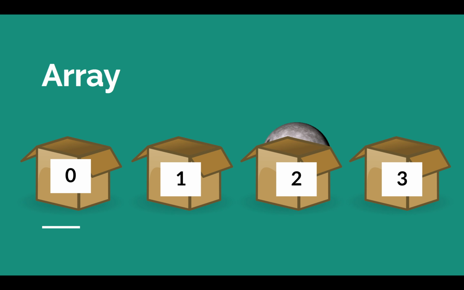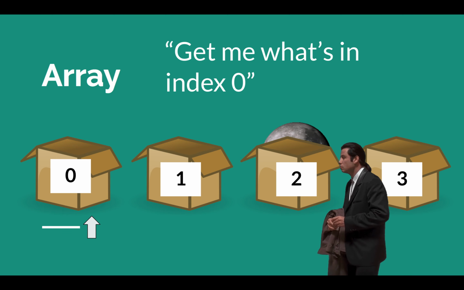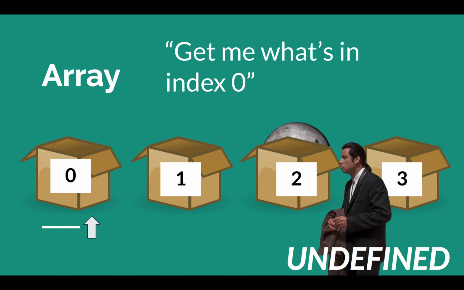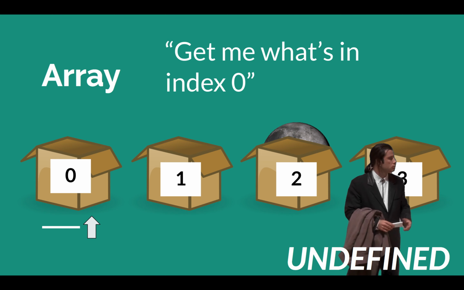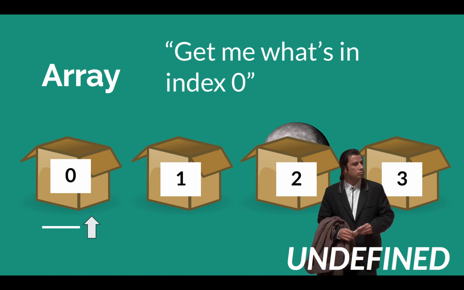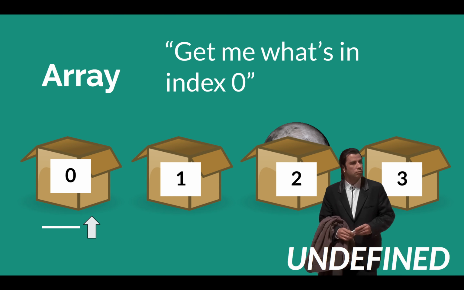Now let's say, for example, we ask for, get me what's in index 0. Well, index 0 doesn't have anything. And so what happens is the computer comes back and says, I don't know. The technical term for this is undefined. So if you try to find out what's in a box that's empty, you get returned undefined.